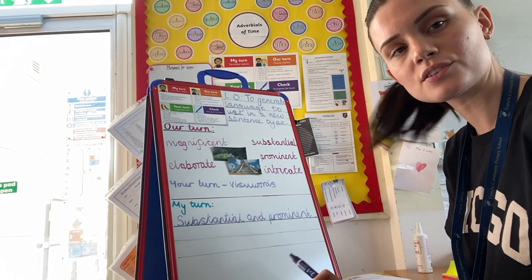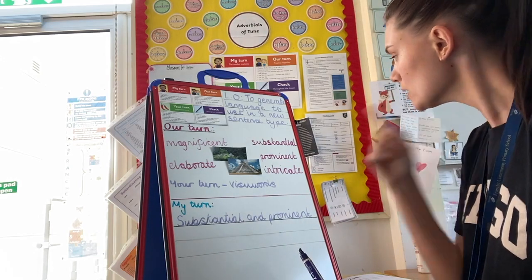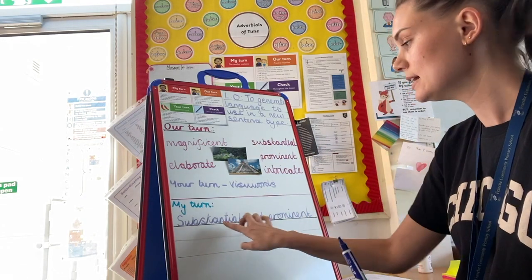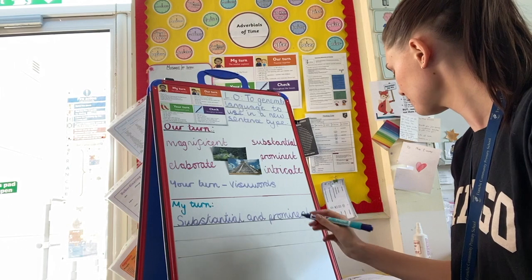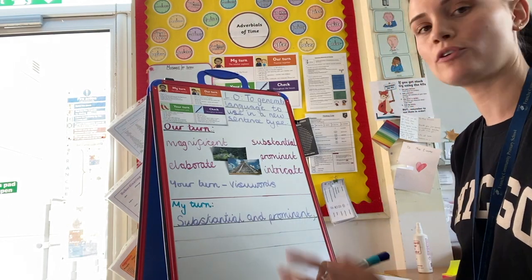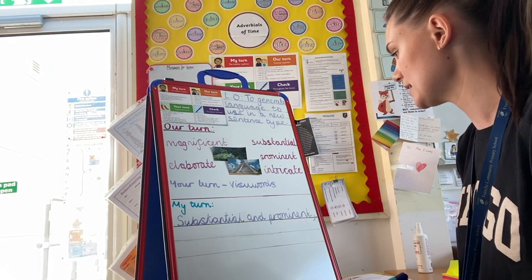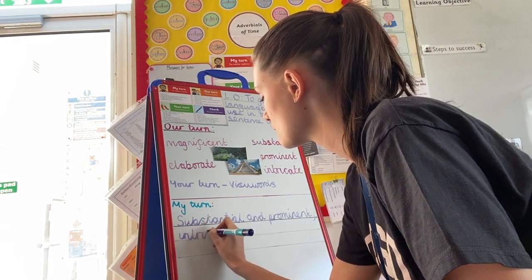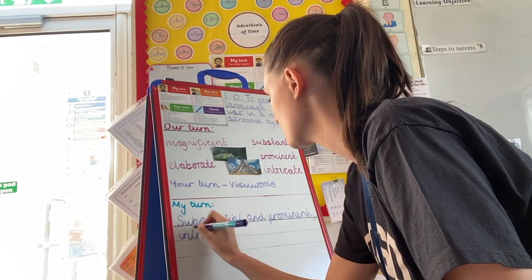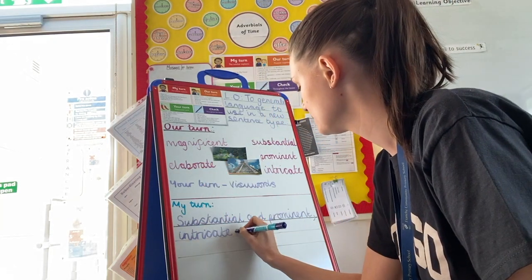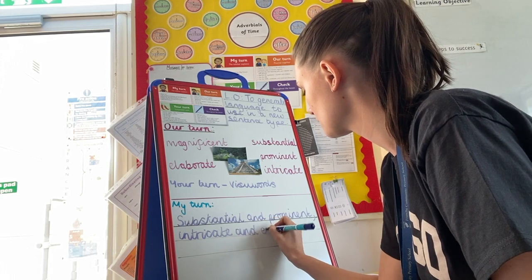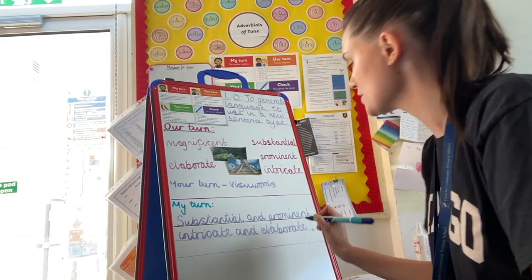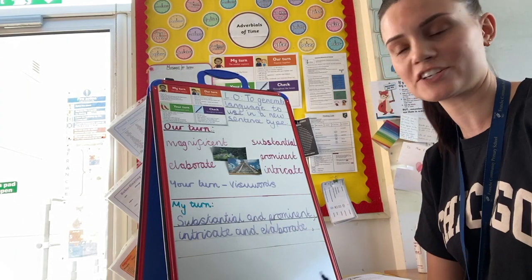Intricate means that there's lots of fine detail. Intricate and elaborate, they go really well together. So to create two pairs, substantial and prominent, there needs to be a comma before the next set of pairs. So what did I say? Substantial and prominent, intricate and elaborate. And then you need another comma. So at the moment, I've got my two pairs of adjectives.